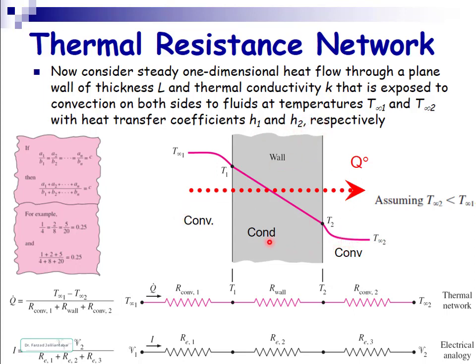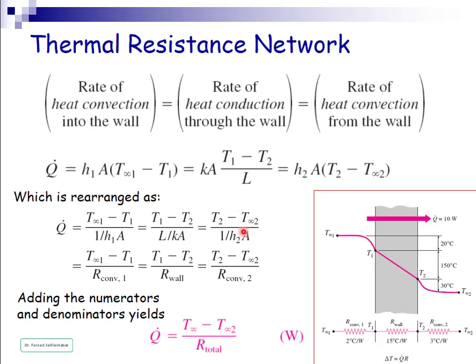Then to calculate the total heat transfer through the wall, we should calculate the thermal resistance of all of these three parts. And also notice that the rate of heat convection into the wall is equal to the rate of heat conduction through the wall, and it is also equal to the rate of heat convection from the wall. Then we can write this equation for the equality of the heat transfer, or heat balance, through the wall.